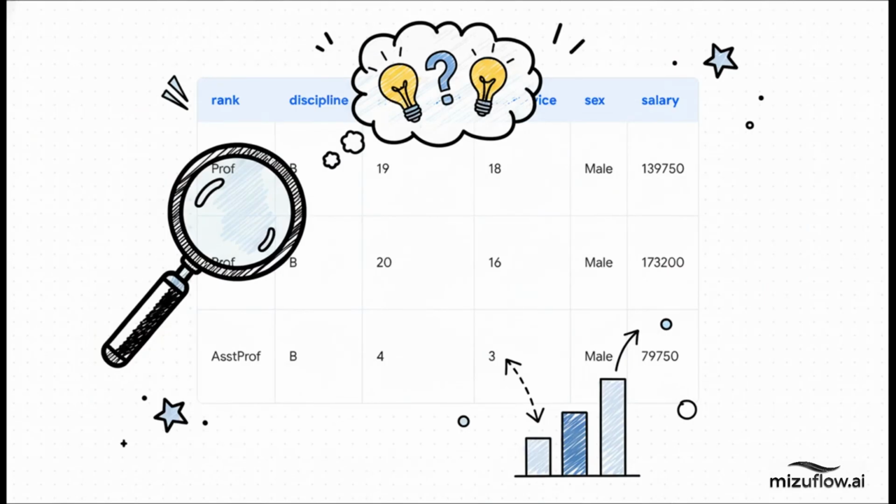And here's what we see. Just by running df.head(), we immediately see the columns. These are the types of clues we're working with. We've got the professor's rank, their discipline, years of service, sex, and of course salary. See, just from that one quick glance, we're already starting to understand the case.